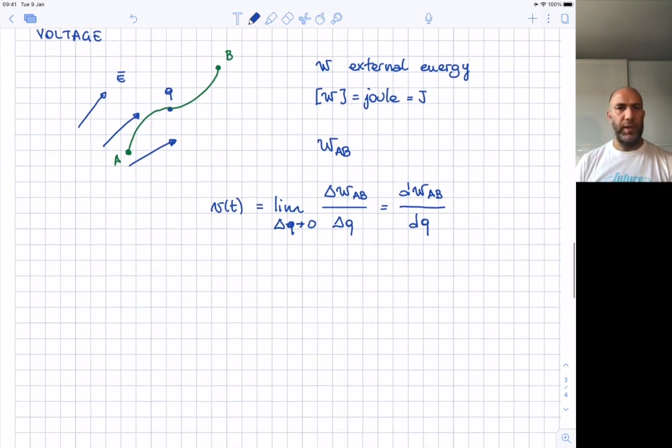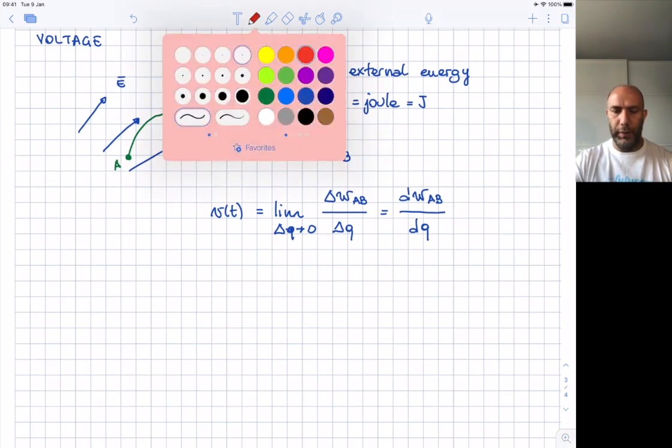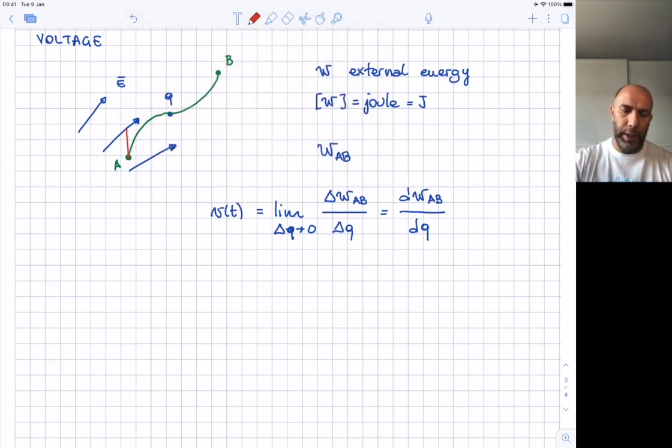Note that from physics we know that the electric field is a conservative field. This means that if we move the charge using a different path, the energy required to move the charge from A to B along the red path is exactly the same energy required to move the charge through the green path. So we may say that this energy is dependent only on the initial and final point.